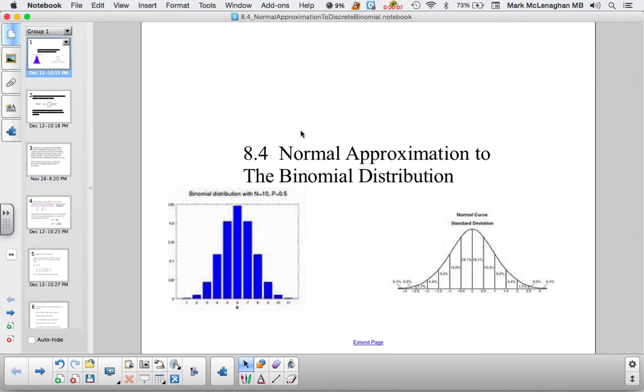Hello, welcome to 8.4, normal approximation of the binomial distribution. Please look at the images in front of you. As you'll see, one is the binomial distribution, the other is a normal curve, the standard normal distribution.